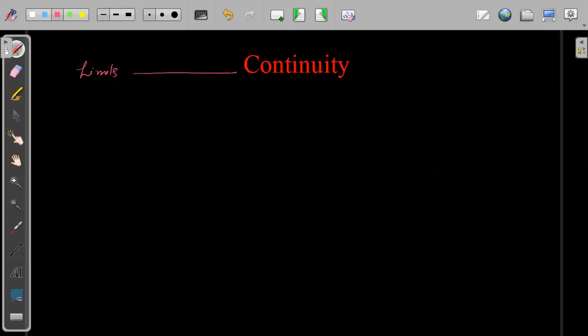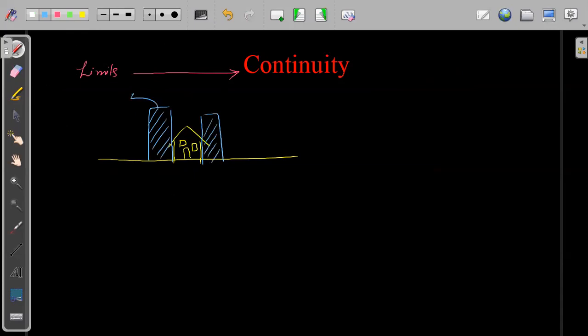we came to the next concept of continuity. Now in the same example, suppose this was the house in which you have to live. First you checked out the neighborhood houses. If the house on the left hand side and the house on the right hand side are okay for you, what do I mean by okay? This means the limit exists.